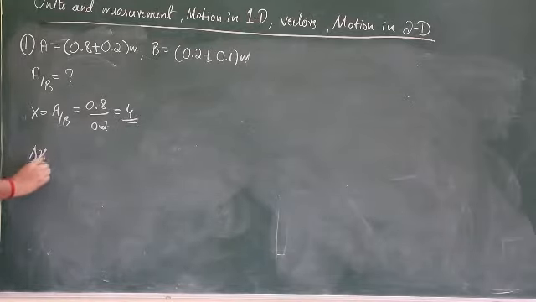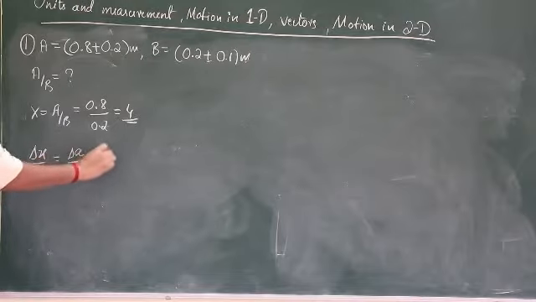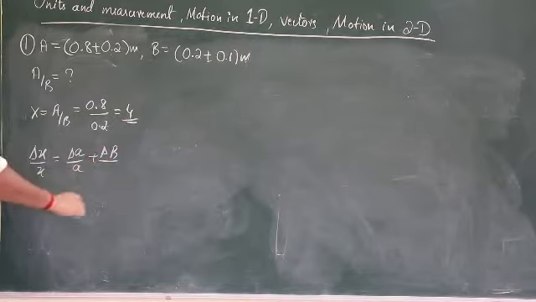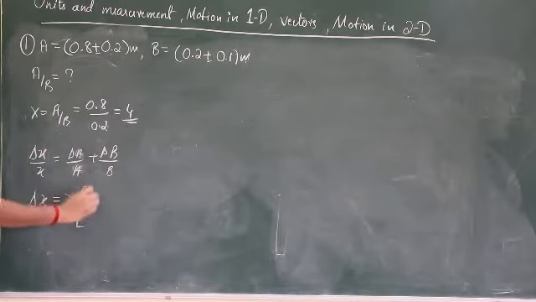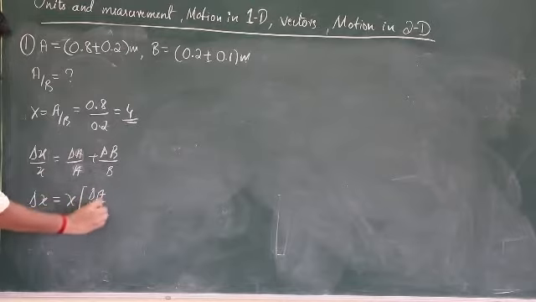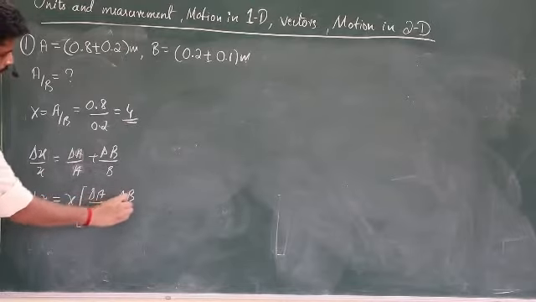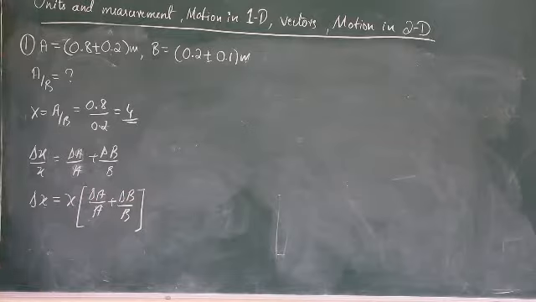We know delta X by X equal to delta A by A plus delta B by B. Or you can write, we require only delta X, right? Delta X equal to X into delta A by A plus delta B by B. Like this also you can write down, am I right? So let us substitute the values here. What are the values which have to be substituted here?